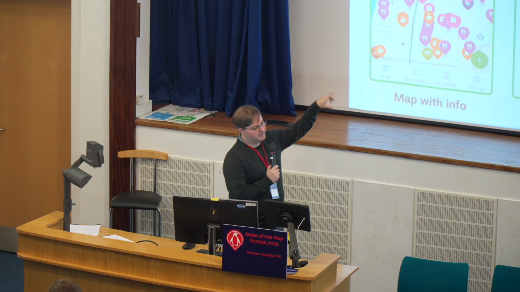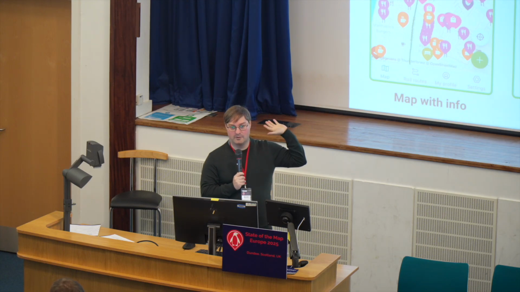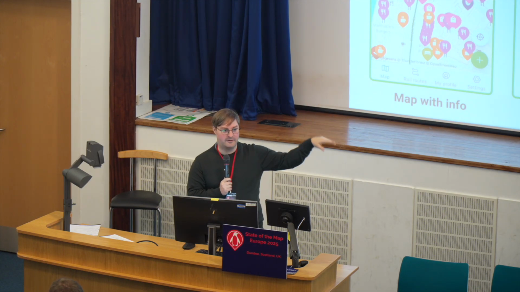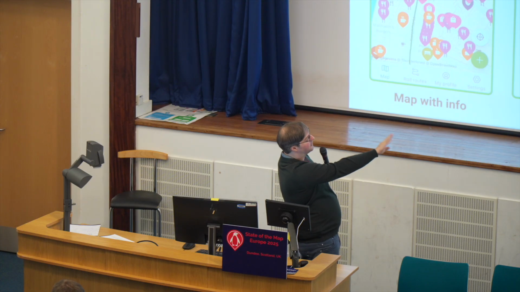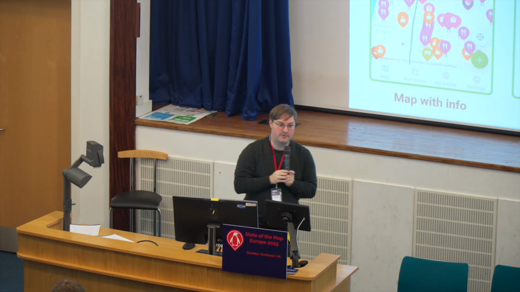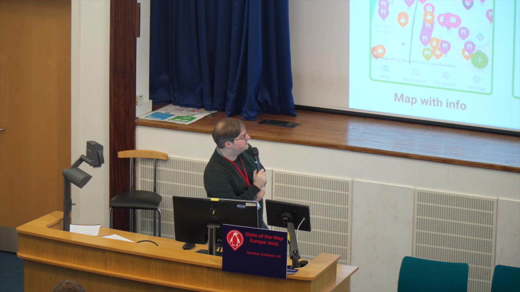But this is easy because our users can just decide, okay, I only want to see shops, or I'm only interested in toilets, and all the rest I don't want to see. So they're not overwhelmed by all the data. And then here you can see they can select. On the right, that's all the detailed information which is known about the location.